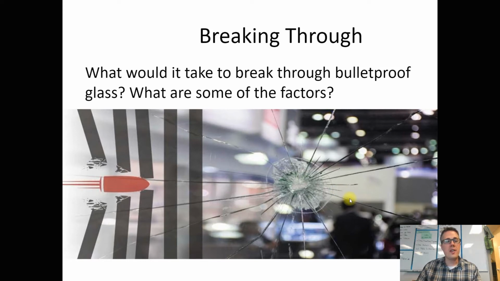Let's say that you're trying to design some bulletproof glass, and it's your job to test it. Think about the bullet that might be hitting the glass. What are the factors that are going to impact how good the glass is at stopping that bullet? If you think about it, there are really only two things, with maybe a couple of exceptions, but the two big ones are how big is this bullet and how fast is it going. Those are the two factors that combine to make this idea called momentum.